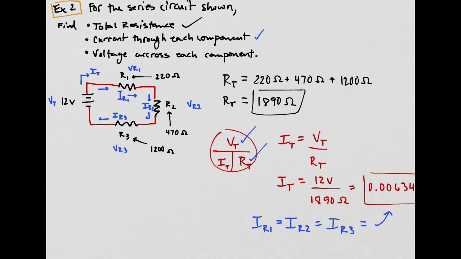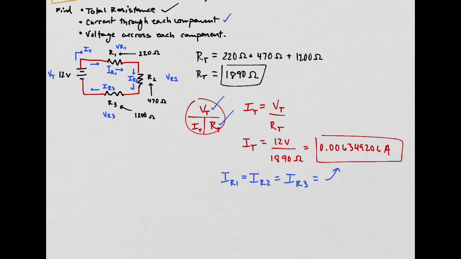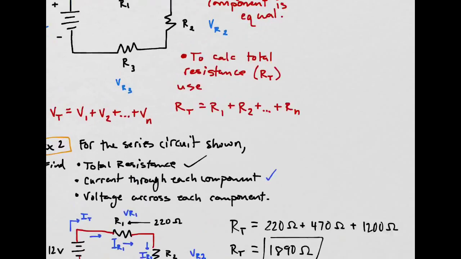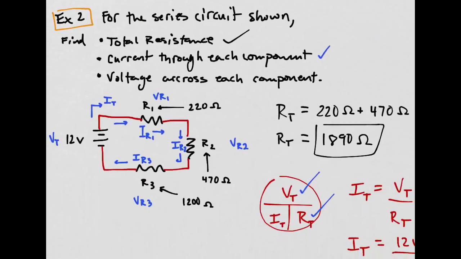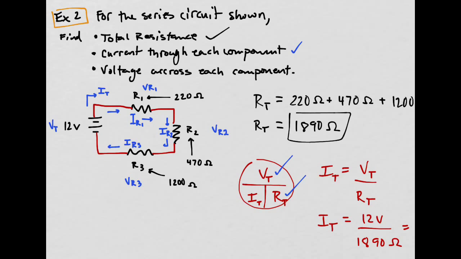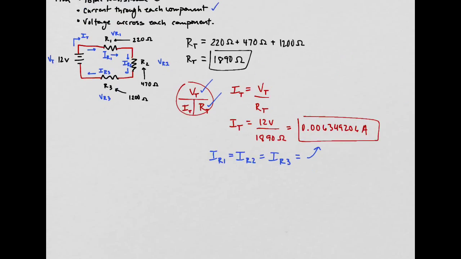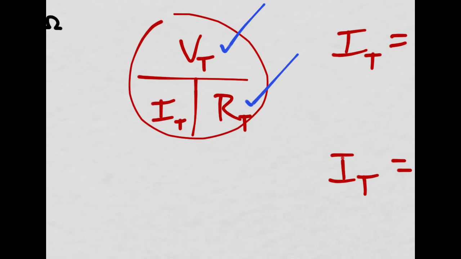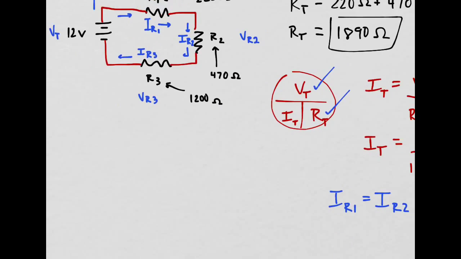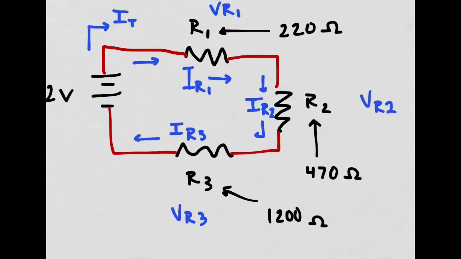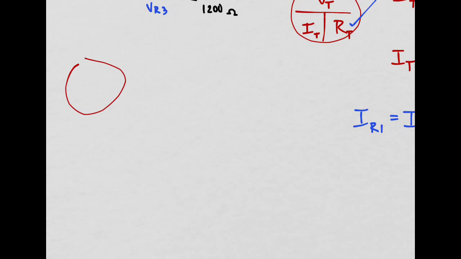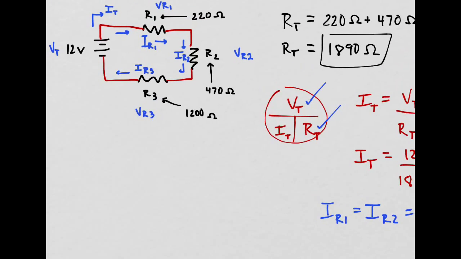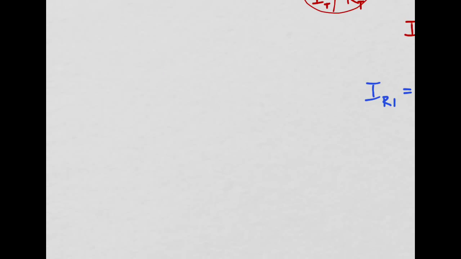And then voltage across each component. Well, how do we get voltage? For this, we can use Ohm's law once again, except instead of VT and IT and RT, we'll be doing Ohm's law with each resistor. So let me draw this little circle again. And we're going to be doing it 3 times, because we have 3 resistors.